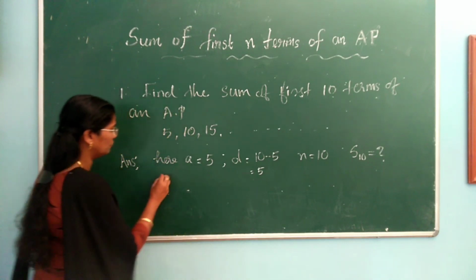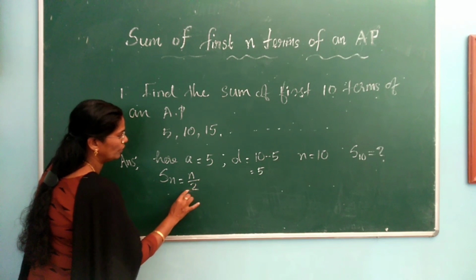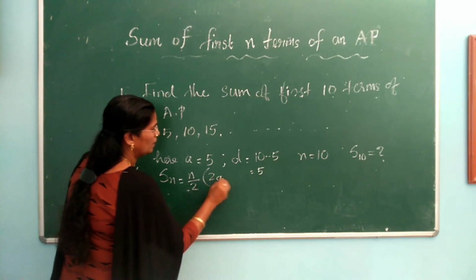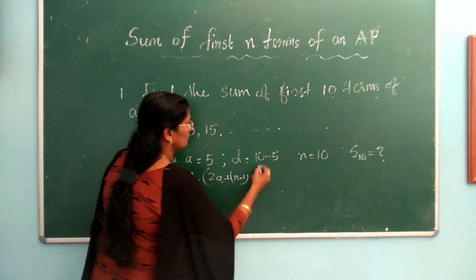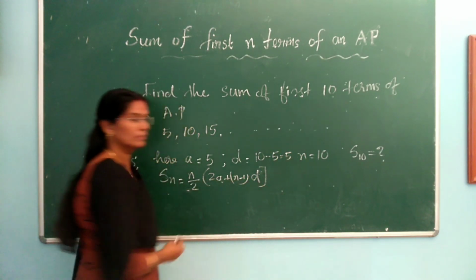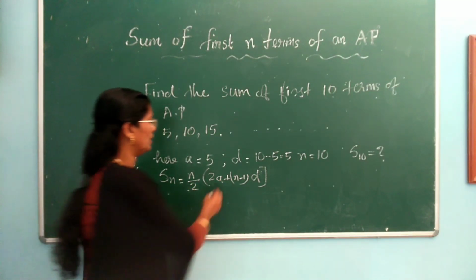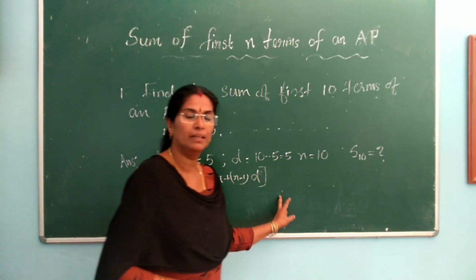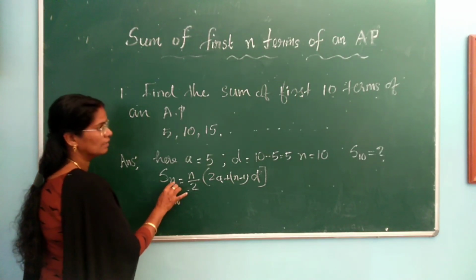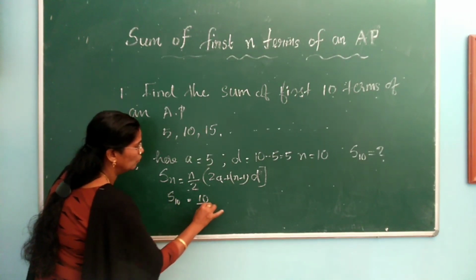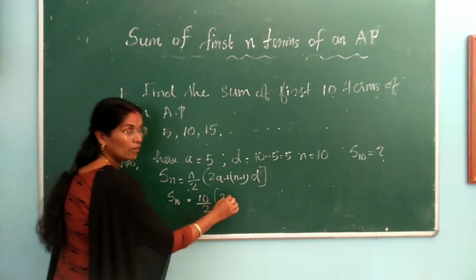For this we are applying the formula Sn is equal to n by 2 into 2a plus n minus 1 into d. This formula is very important. Now apply the values. n means 10. So 10 by 2 into 2a. What is the value of a?